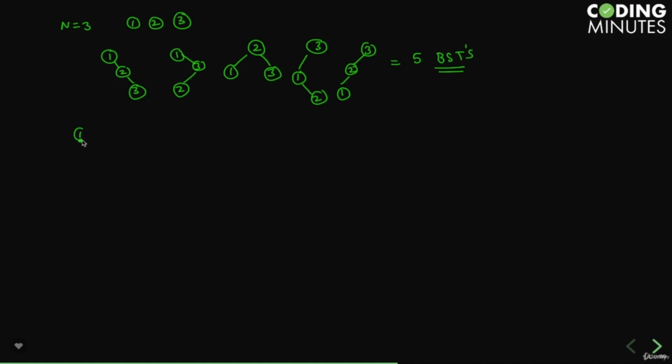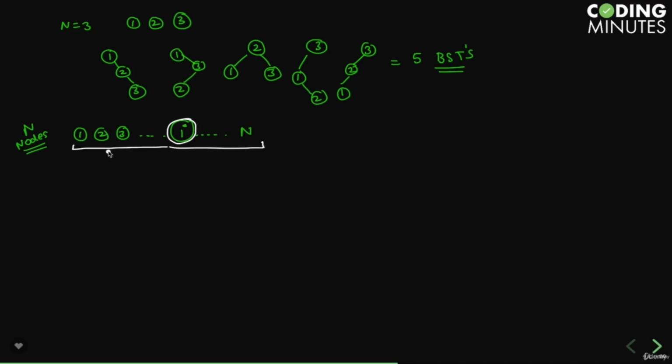Now we have nodes which are numbered from 1 till n, and I want to generalize: if I take the ith node as the root node, then how many trees can be formed? Once I know that with the ith node as a root node I can form some number of trees, then I can just do the summation for all the nodes.